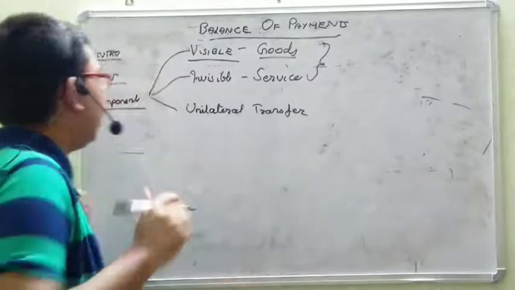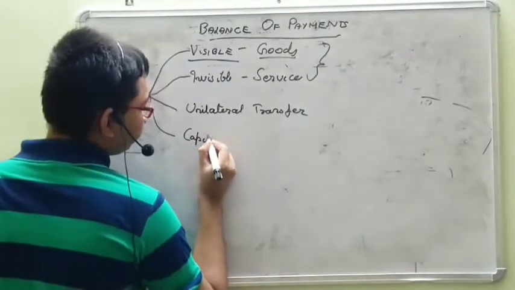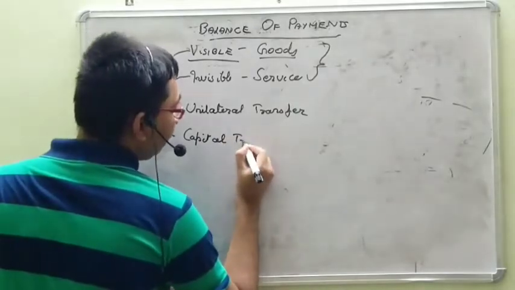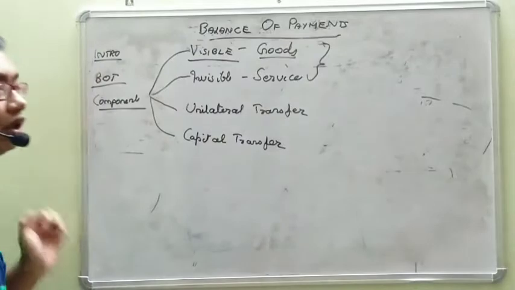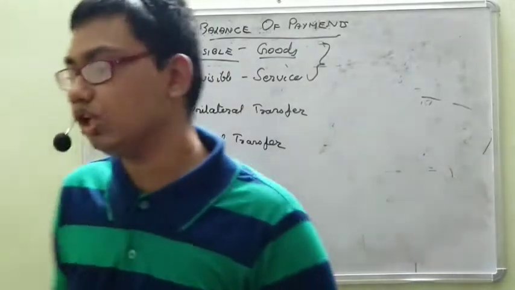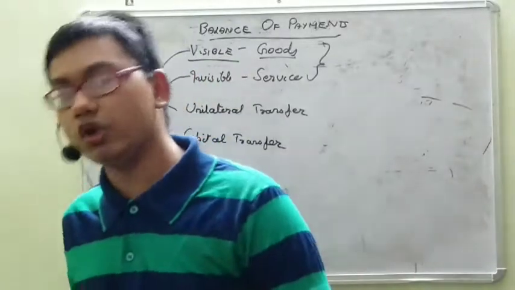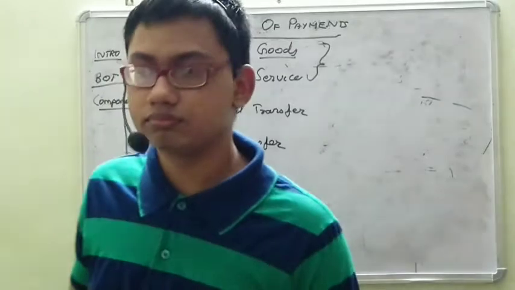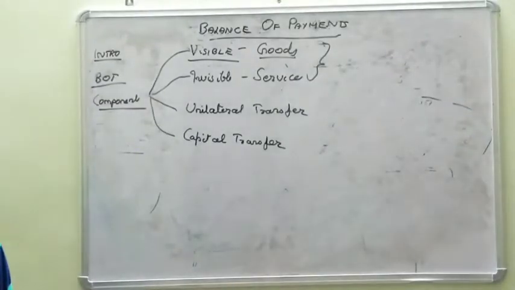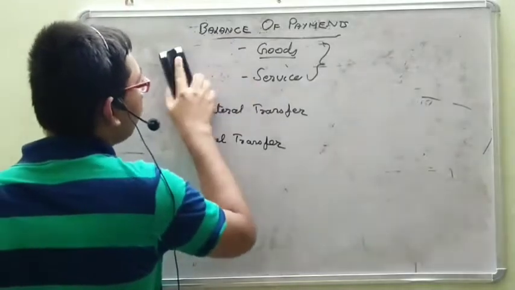Okay. Then the next type is capital transfer. Capital transfers are all things related to assets and liabilities. They are not related to income and expenditure, they are related to assets and liabilities. Purchasing of asset, granting of loan, repayment of loan, taking loan, everything will come there. Okay, selling of asset. So this is about the components of balance of payment.